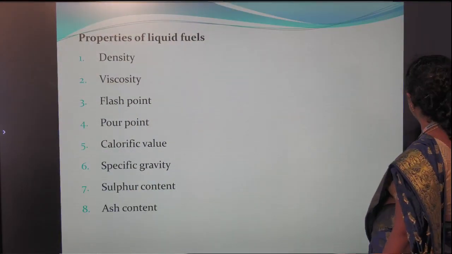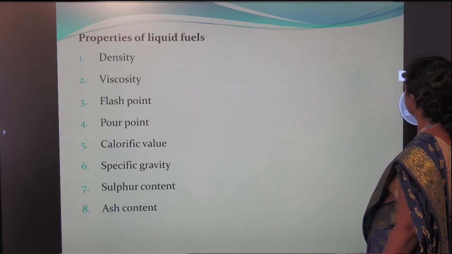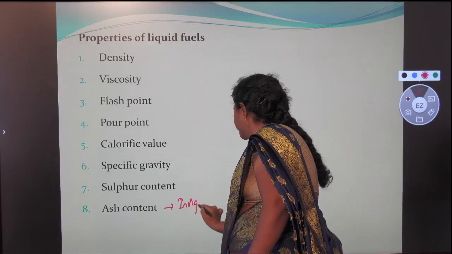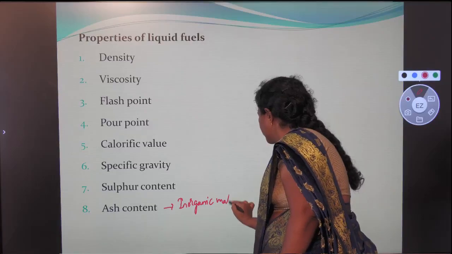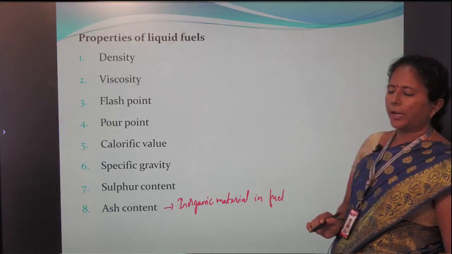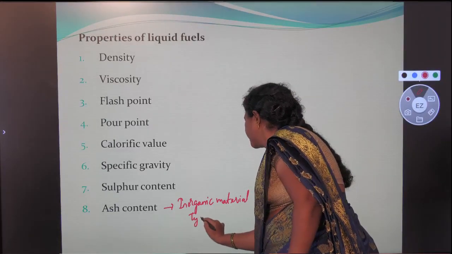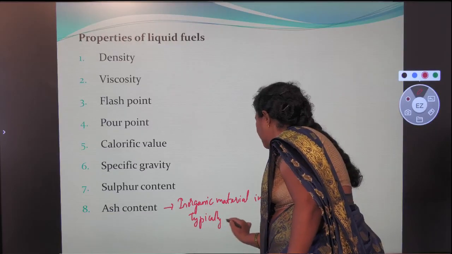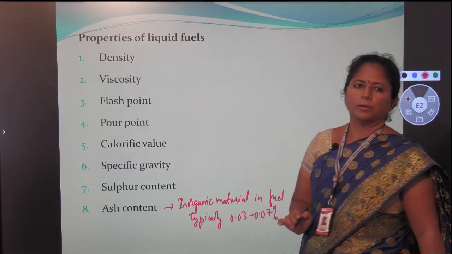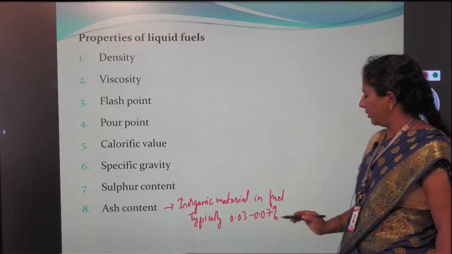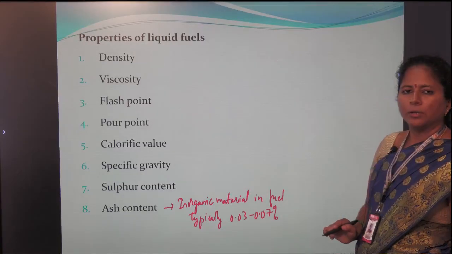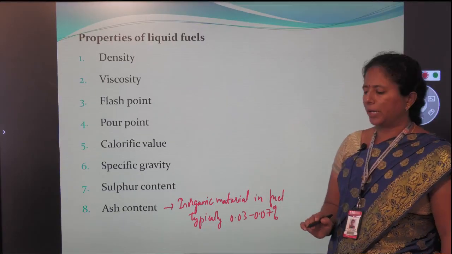Next property is ash content. Ash is the inorganic material in fuel, and this ash content will be typically from 0.03 to 0.07%, and the presence of ash content in the fuel will damage the materials and equipment at high temperature. Not only that, it also corrodes the burner tips.